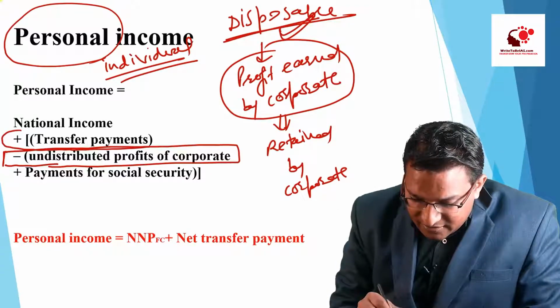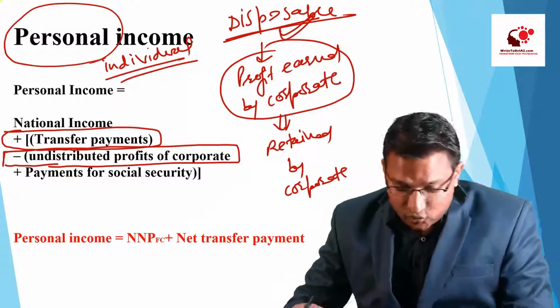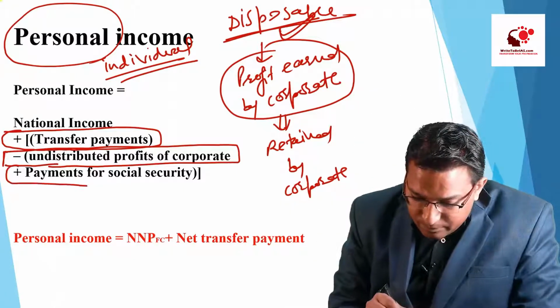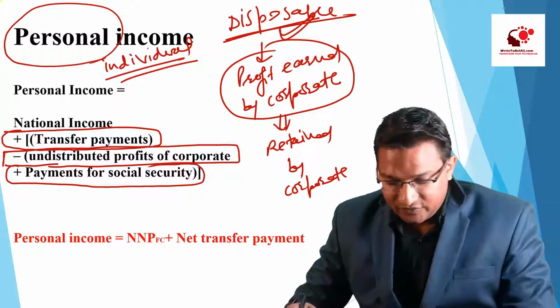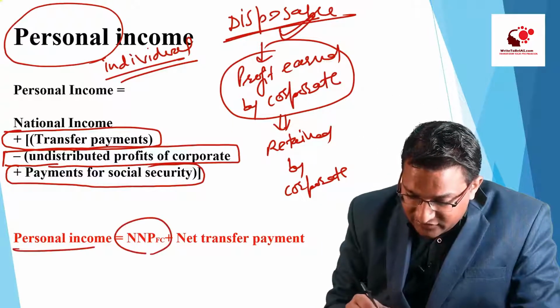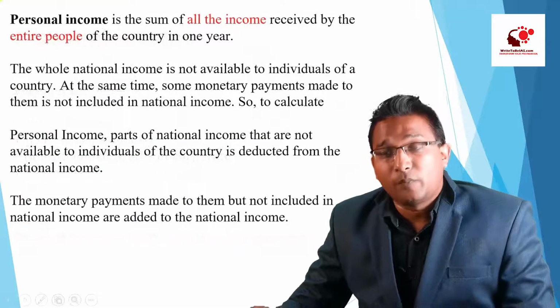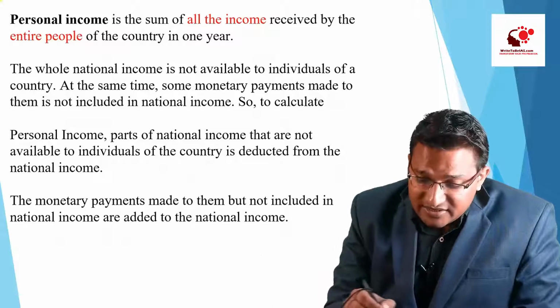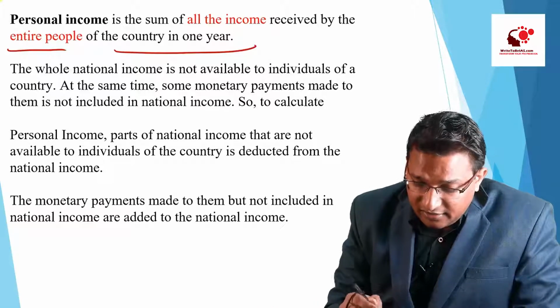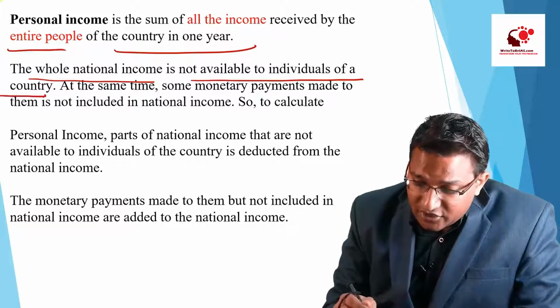We add the transfer payments, the transfer payments which can actually be spent by the individuals, and we also add the payment for social security, right? In other words, personal income is equal to NNPFC plus the net transfer payment. So personal income is the sum of all the income received by the entire people of the country in 1 year. The whole national income is not available for the individuals of the country.